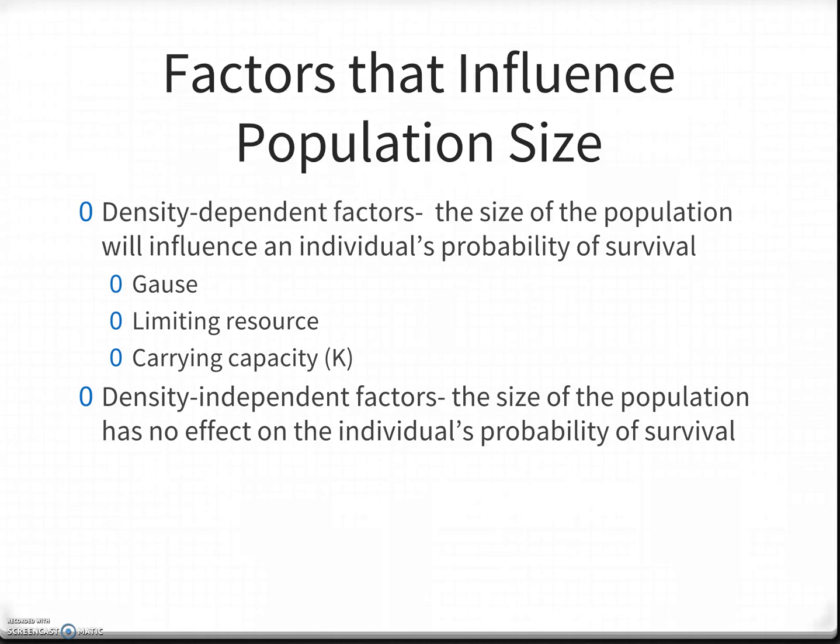Gause looked at 2 species of paramecium, and he did an experiment where he fed them a constant amount. So he said, okay, I'm going to give them each this certain amount of food, and there was rapid population growth, and then it leveled off. He repeated the same experiment, and this time he gave them double the amount of food, and the population doubled, but it also limited. So the limiting resource was the food.